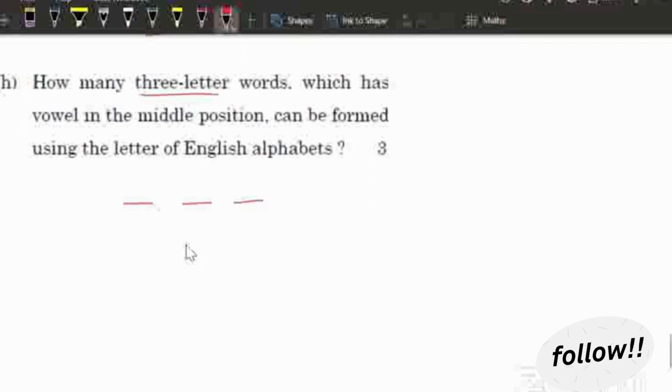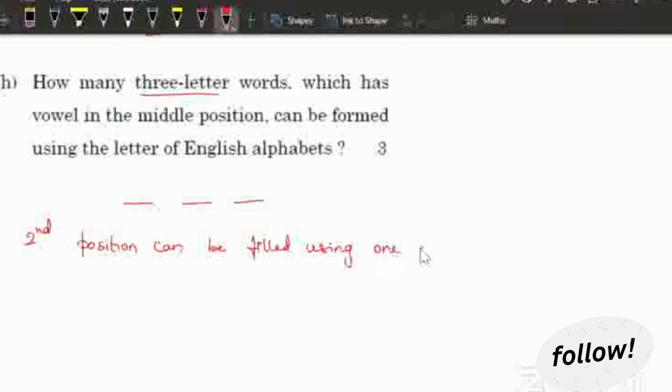So in how many ways can you fill this middle position? There are 5 vowels. Therefore, there are 5 choices for that middle letter. So the middle position, or you can say second position, can be filled using one of the 5 vowels.